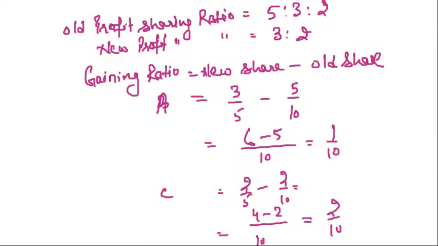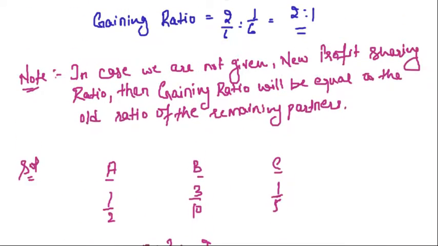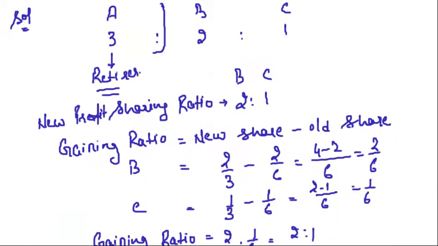So I told you how to calculate the new profit sharing ratio, and now how to calculate the gaining ratio. In case of gaining ratio, always figure out what is the new profit sharing ratio. You will always be given the old profit sharing ratio. What you have to figure out is the new profit sharing ratio. And if you know how to calculate that, then the gaining ratio is absolutely simple: new share minus the old share. Clear?